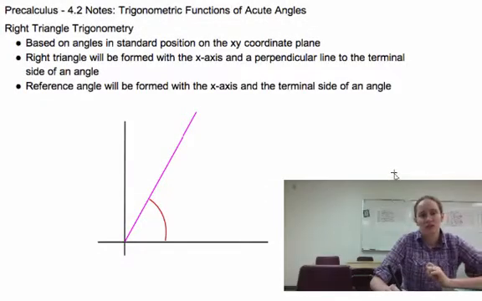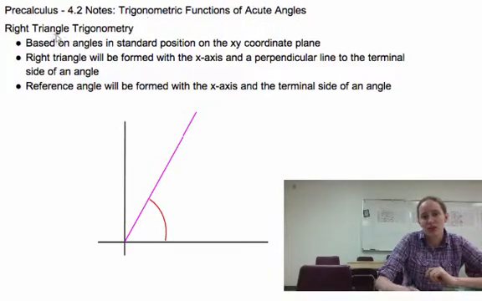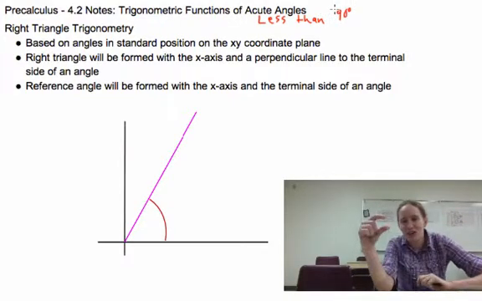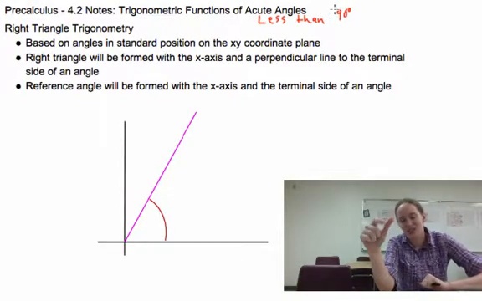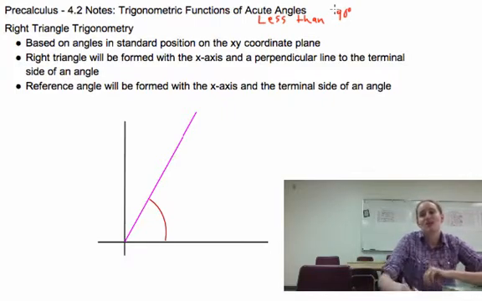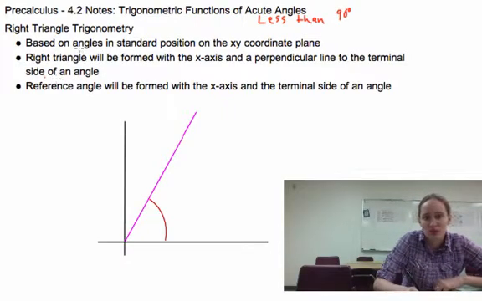All right, section 4.2, we're going to talk about trigonometric functions of acute angles. And remember that word acute, what that means is the little angles. Whenever we have an acute angle, it is less than 90 degrees. Okay, that's what acute means. And the way you can remember that is you go, oh, look at how cute the little angle is, because it's acute. Okay, so less than 90 degrees is what we're talking about.